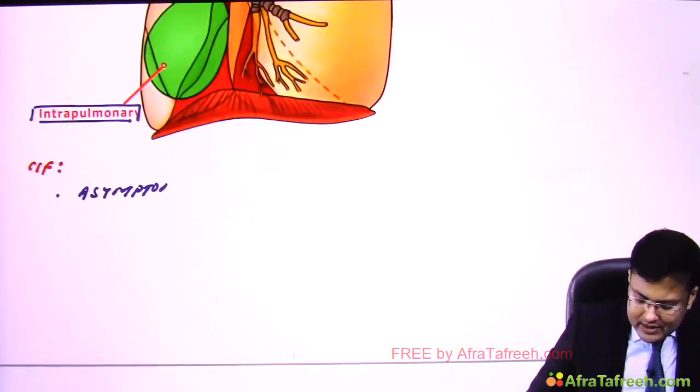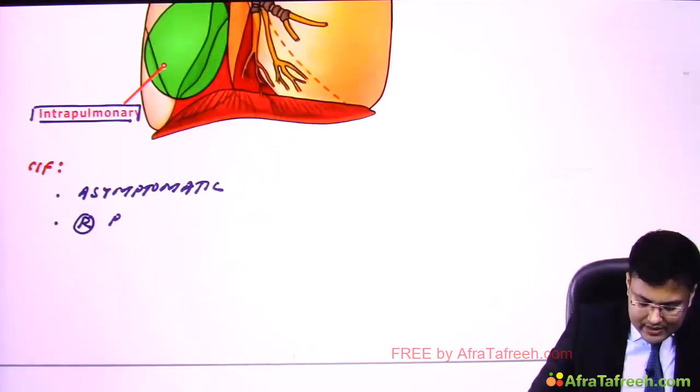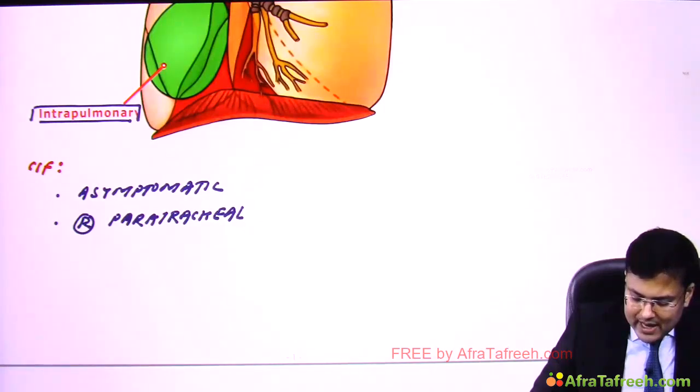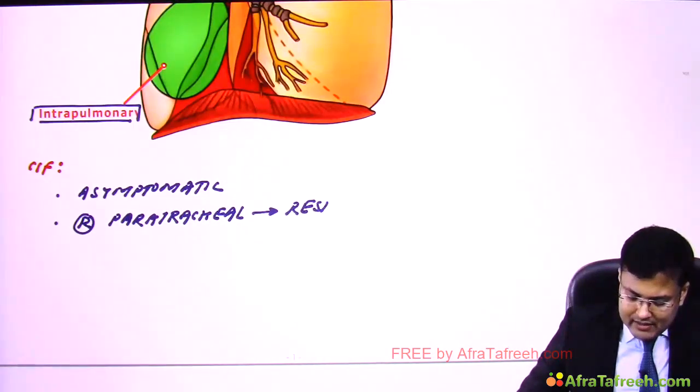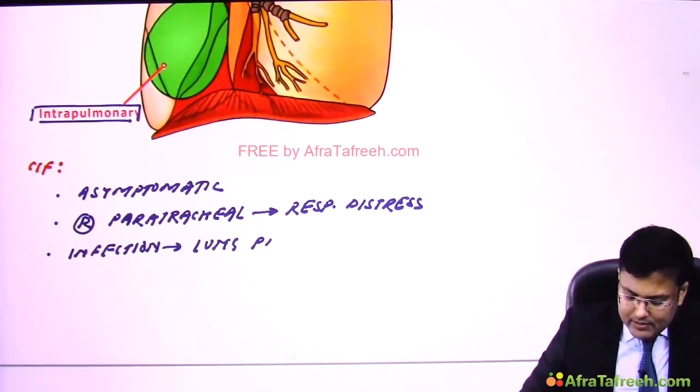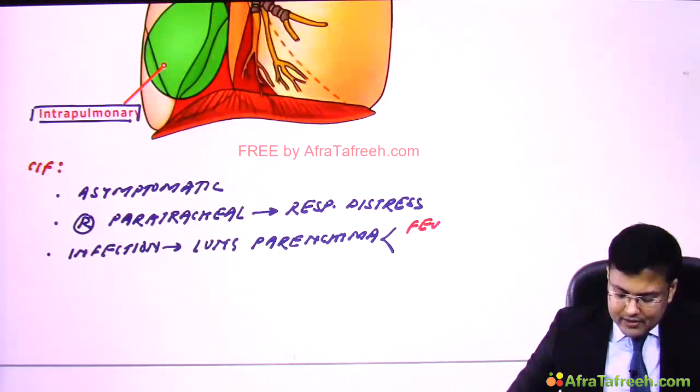So see what are the clinical features. Majority of patients are asymptomatic. Symptoms are dependent on the type and the location. Imagine that the patient has a right paratracheal bronchogenic cyst. If it's right paratracheal, there is compression of trachea. So what's the symptom? The patient might develop respiratory distress. Clear? And if there is infection located in lung parenchyma, the patient might present to you with what? There can be fever or cough.